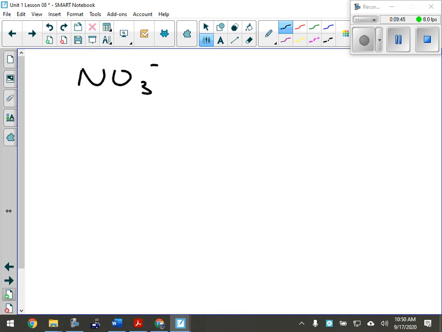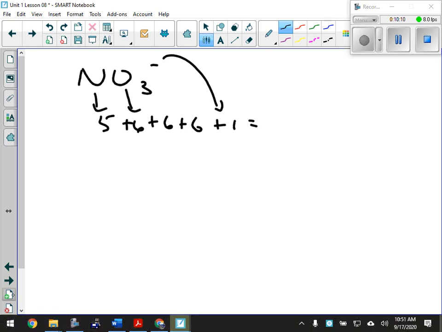Again, we have to kind of go through and decide how many valence electrons we have. Right? So 5, 6, and 6, and 6, and the 1 minus is a 1. Okay, don't mess them up there, kind of thing. So 3 O's, so 3 6s, and then that. So that gives me what? 24, yeah?